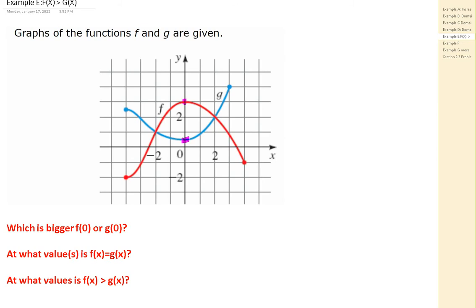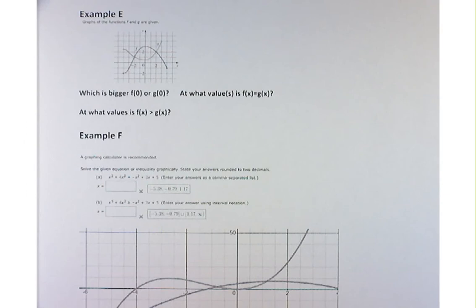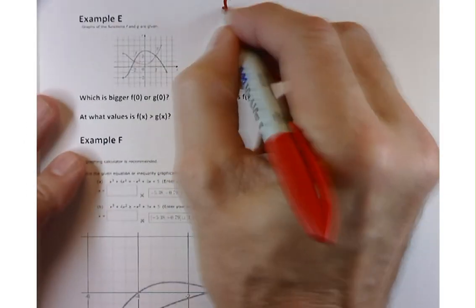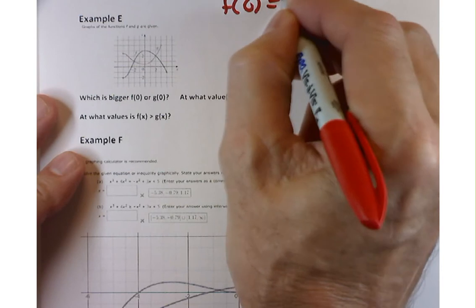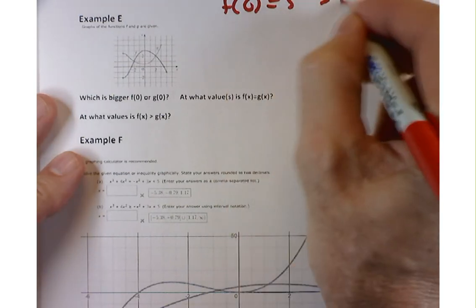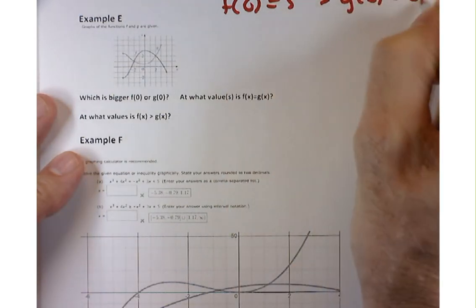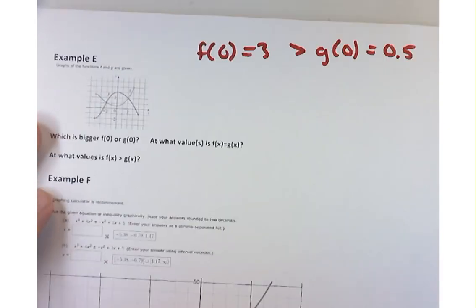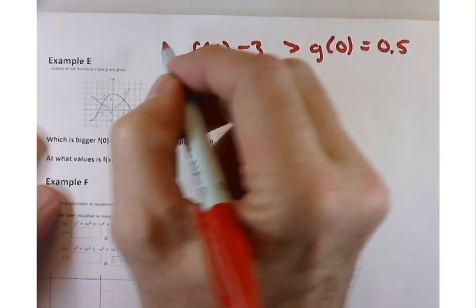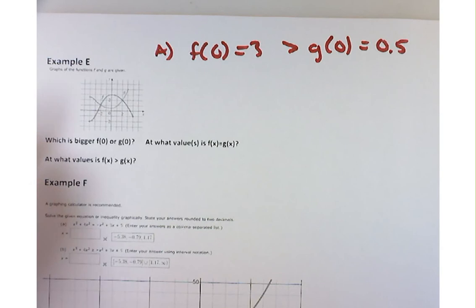I'm not going to make you estimate to the nearest hundredth or anything like that. So f of 0 is 3, and that's bigger than g of 0, which is 0.5. So that's the first one. That's kind of like your part A. Or first part. Maybe I should put part 1 there.